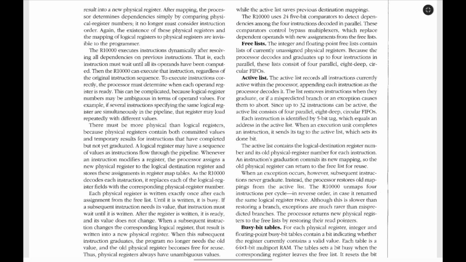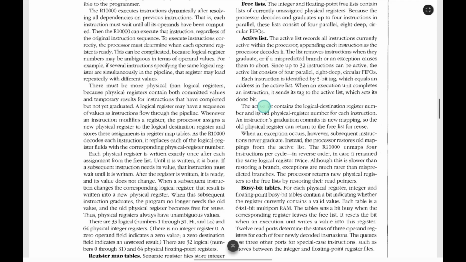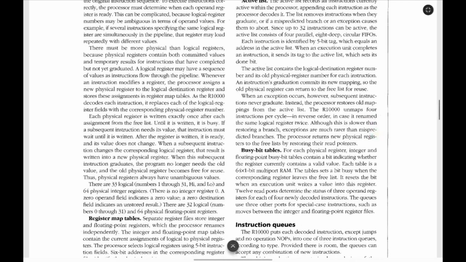When an execution unit completes an instruction, it sends its tag to the active list, which sets its done bit. The active list contains the logical destination register number and the old physical register number for each instruction. When an instruction graduates, it commits its new mapping, so the old physical register can return to the free list for reuse.